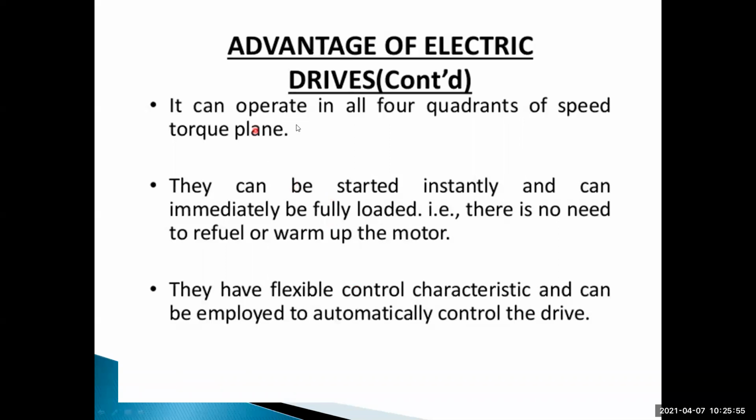It can operate in all four quadrants of the speed-torque plane. There are different quadrants: first, second, third, fourth. Forward motoring, forward braking, reverse motoring, and reverse regenerative braking modes. These different modes can be achieved by using electrical drives. So different types of quadrants can be worked in.